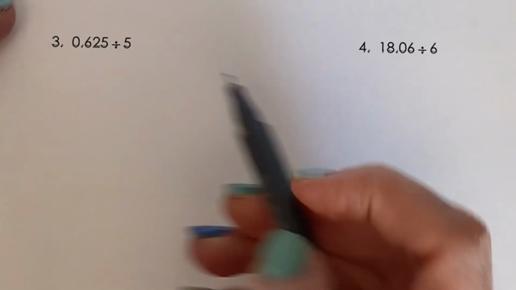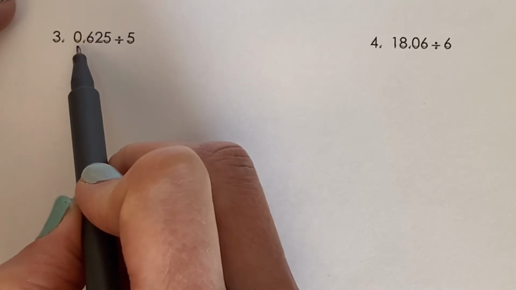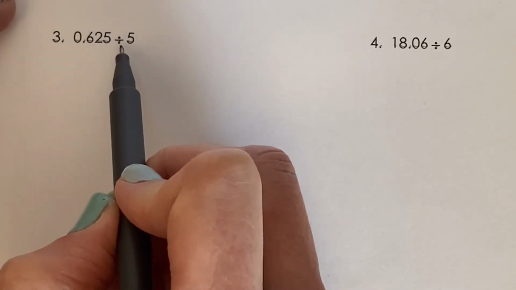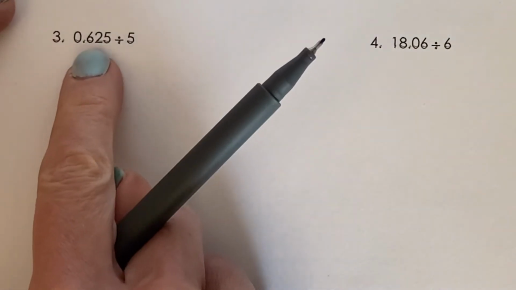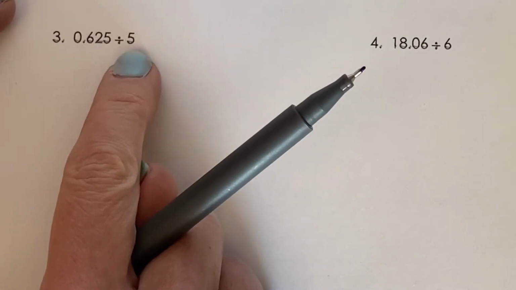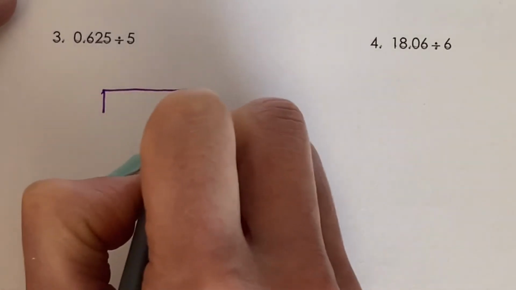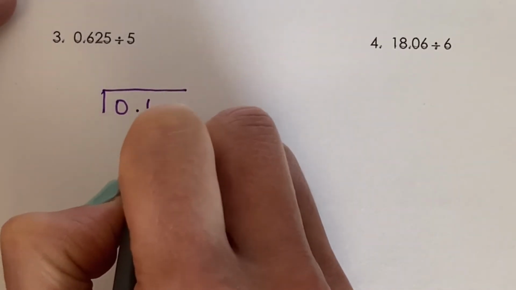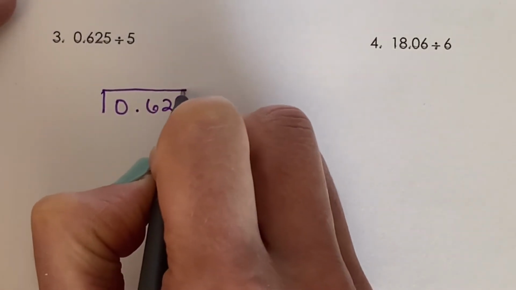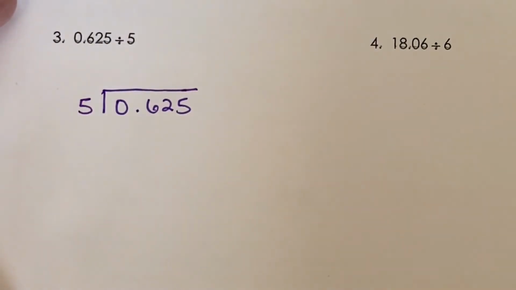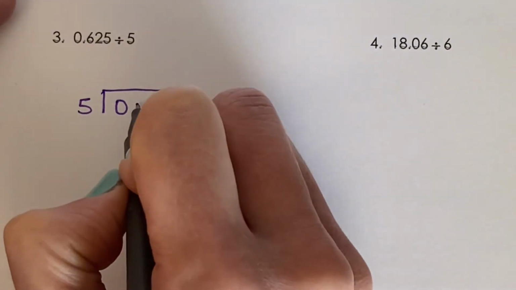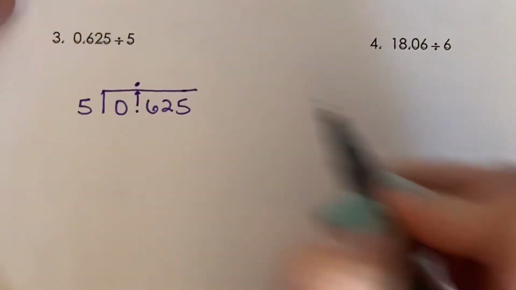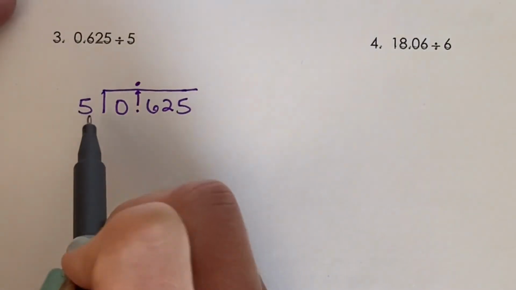All right, problem number 3. Ooh, it's a little bit interesting. I have 0.625 divided by 5. I have less than 1 divided into 5 parts, so I'm going to get a pretty small number. Let's rewrite it. Even if it looks weird, we're just going to use our steps, and they're going to work out nicely. Step 2, bring our decimal point straight up. Boink. All right, now we're going to divide.